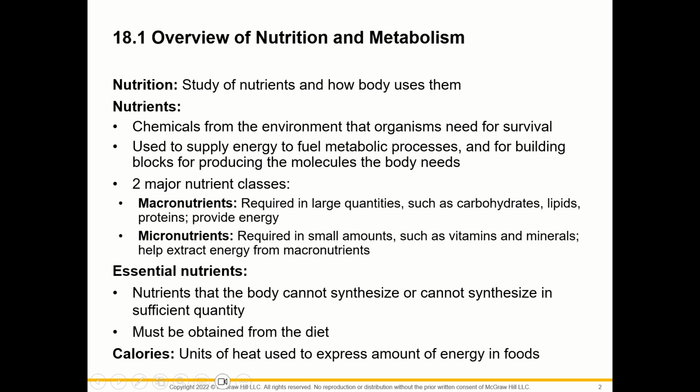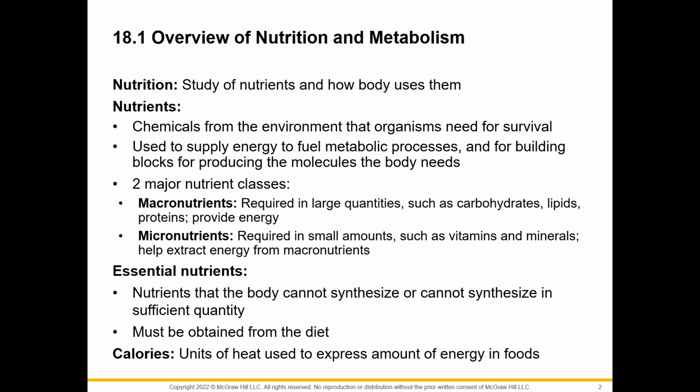An overview of nutrition and metabolism. Nutrition is the study of nutrients and how the body uses them. Recall from the last chapter that we talked about digestion and absorption, and I mentioned that food does not actually enter your body until it is absorbed into the bloodstream. And we learned all about the processes by which that occurs. And so what are nutrients?